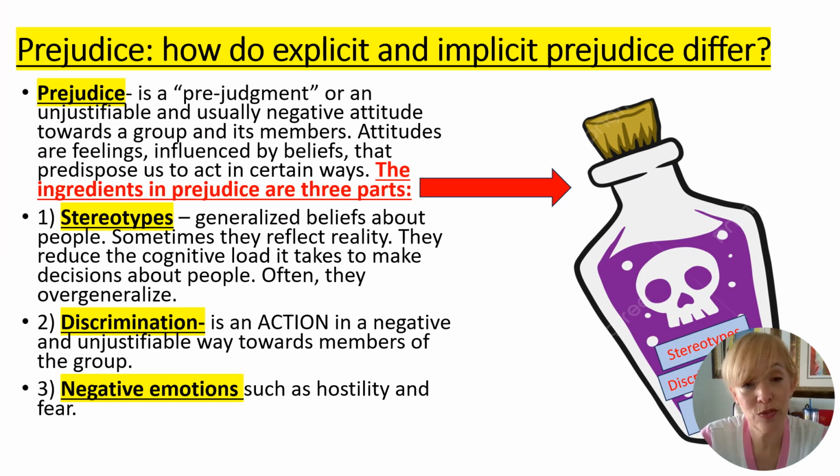Okay, I know you've heard these words before. What is prejudice? Prejudice, by definition, is a prejudgment or an unjustifiable and usually negative attitude towards a group and its members. And there's ingredients to prejudice. There's 3 ingredients mainly. Stereotyping, which is a generalized belief about people, like a blanket statement that a person might make. The second one is discrimination, which is an action, usually negative and unjustifiable, towards a member of whatever group that you're discriminating against. And then last but not least, we have negative emotions such as hostility and fear.